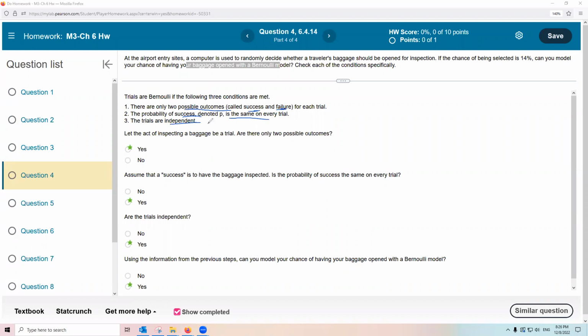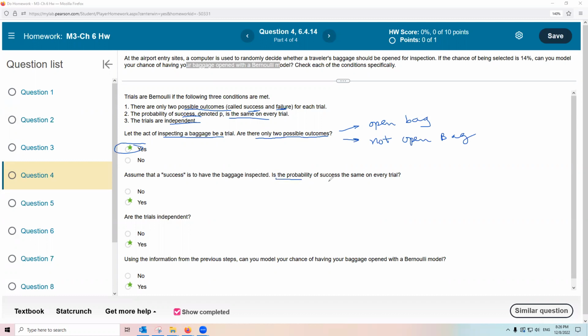It says here, is the act of inspecting a bag, is there only 2 possible outcomes? Yeah, because you're either going to open the bag or not open the bag, right? You're either going to inspect it or not. So there's really only 2 outcomes here. So the answer to that one is yes.